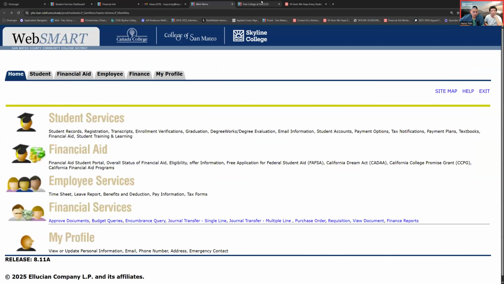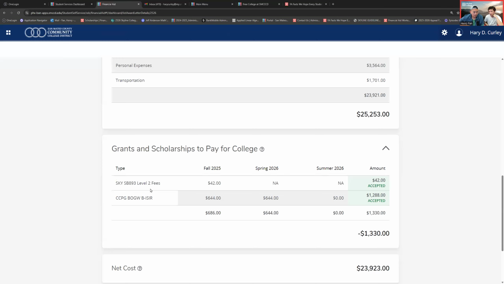So back on the topic of understanding our award offer. Now we know that Sky Senate Bill 893 level two fees means free college level two. To redeem that support, please visit your bookstore.